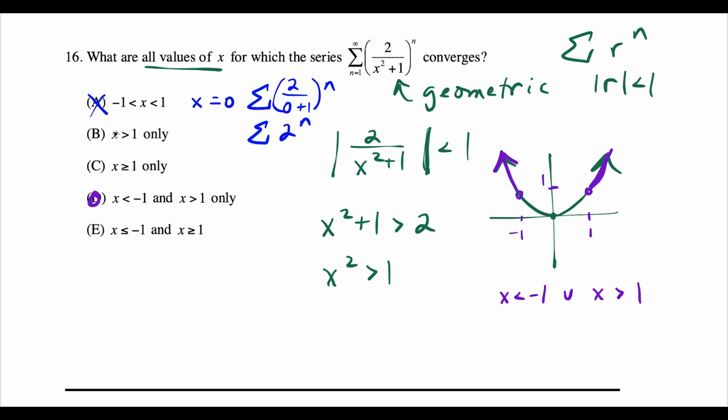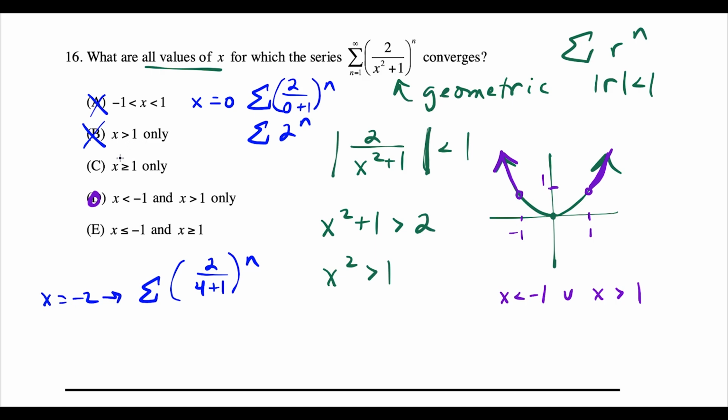For x greater than 1 only, all you'd have to do to prove this one wrong is come up with an x value that works. So pick an x value less than negative 1. If you plug in something like x equals negative 2, that's going to give you the series 2 over negative 2 squared, which is 4, plus 1, to the n power. So this is 2/5 to the n power, and this is a scenario where the absolute value of r is less than 1. So this thing would converge. Here's a value of x that's not on this interval that gives you something convergent.